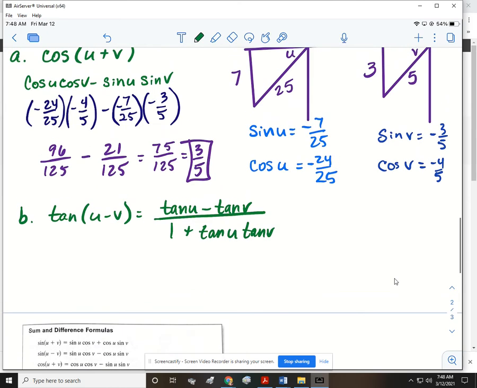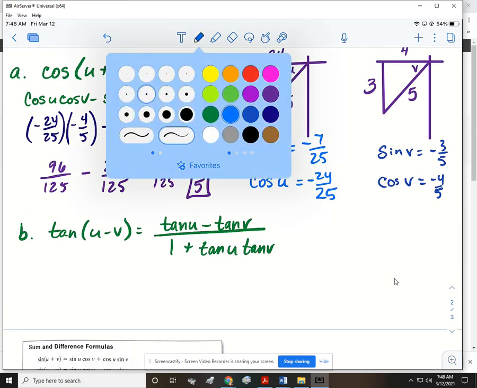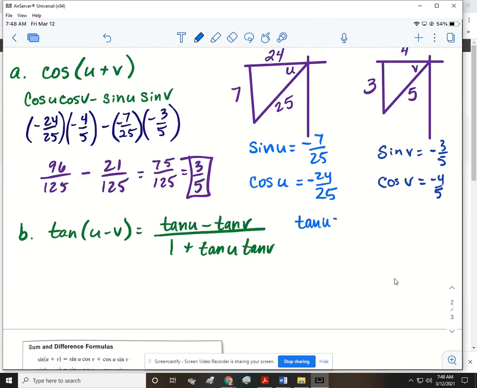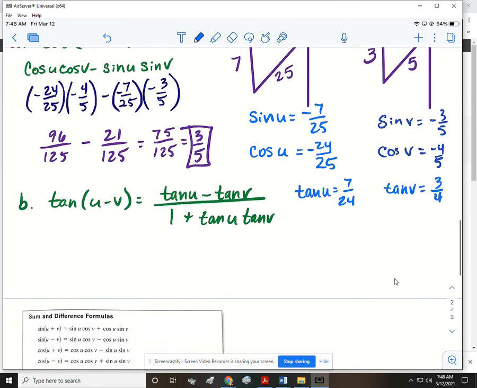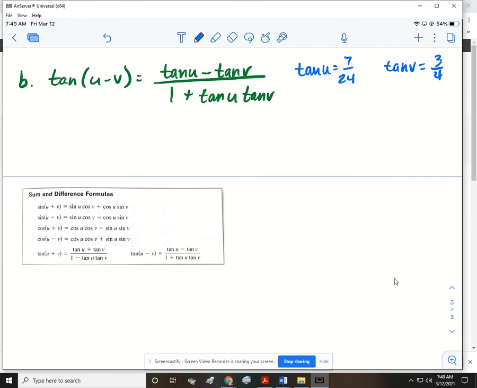Okay, cool. Now I'm going to go back to my triangles. I hadn't found the tangent, so we'll do that real quick. The tangent of u is going to be the opposite over the adjacent, and in quadrant 3, tangent's positive. And then same thing for v, the opposite over the adjacent, and quadrant 3 is positive. Okay, so let's take those and plug them in. For tangent of u, I'm going to fill in my 7/24, and tangent of v, same thing.